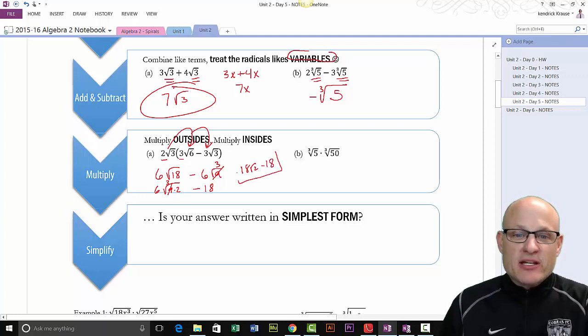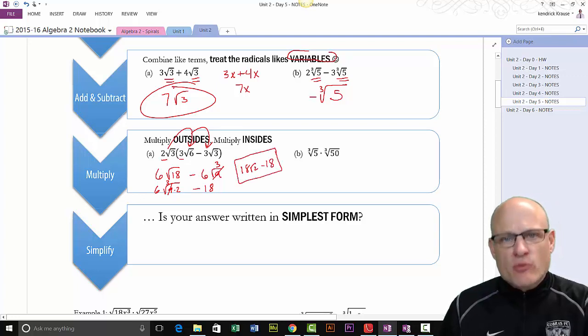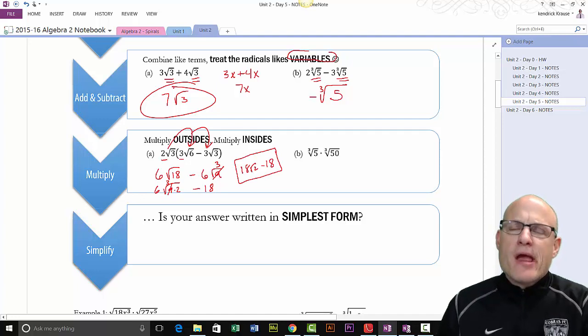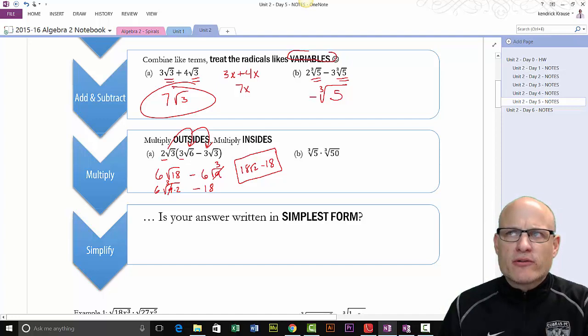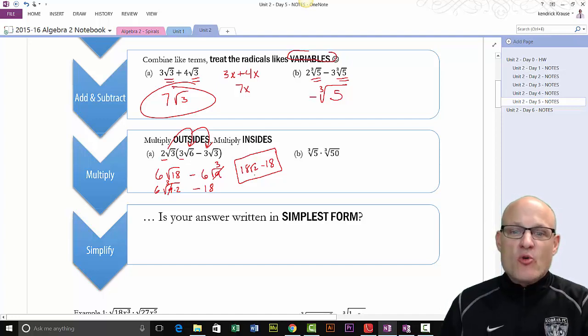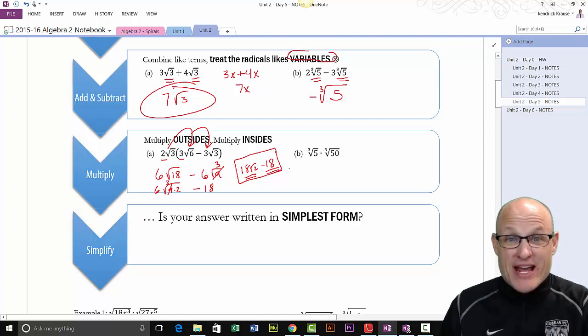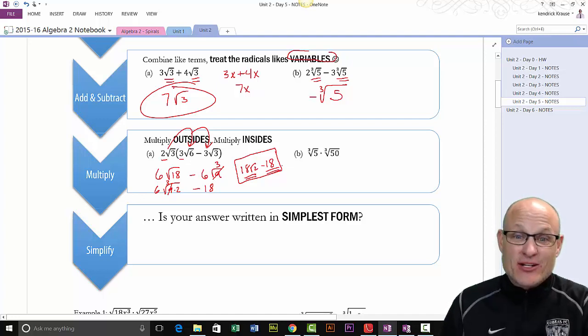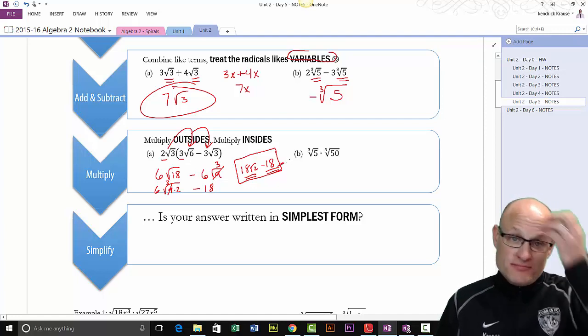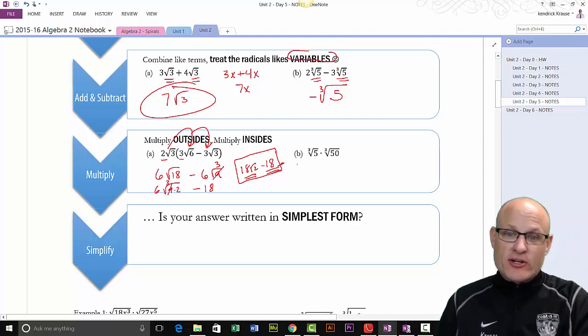And do you know what half my kids would give me as an answer there? Square root of 2. They'd be like, all right, so you got 18 square roots of 2, and you subtract off the 18, you get 18. You get square root of 2, because the 18 kind of goes away. No. The only way you can combine these things is if they have the exact same radical. If they don't have the exact same radical, this one doesn't even have a radical. So you can't do that. Okay, anyway.